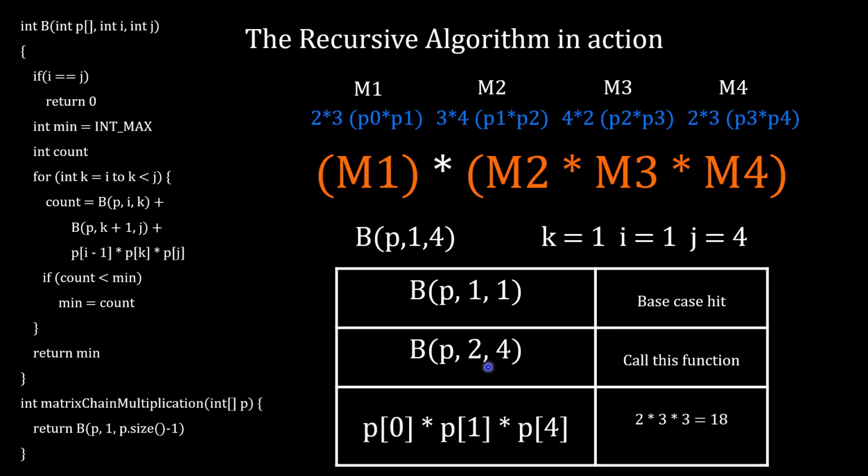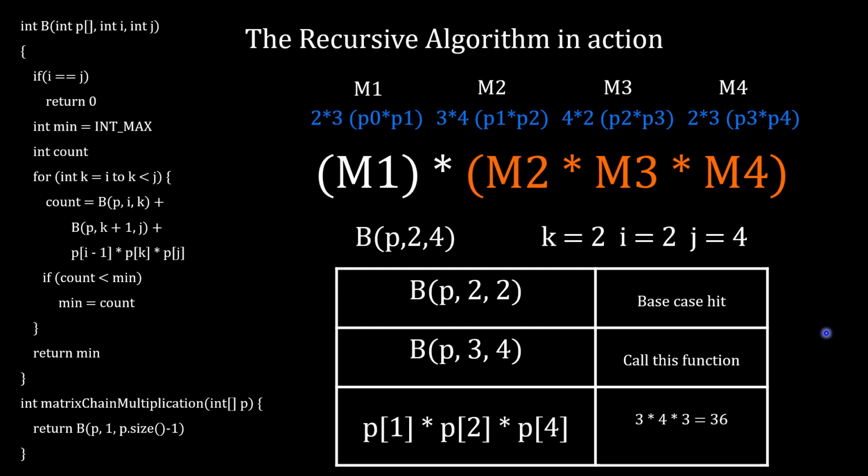And then we're going to be looking at the subproblem whereby we need to know the smallest number of multiplications for matrix 2 times matrix 3 times matrix 4. Now that's basically the same as this problem, which is matrix 1 times matrix 2 times matrix 3 times matrix 4. It's just a smaller subproblem. So we're going to be calling this function again, but instead of 1 here, we're going to be calling it with 2. So it's going to be 2 by 4, so we're looking at a smaller range.